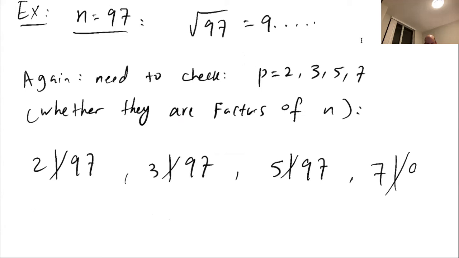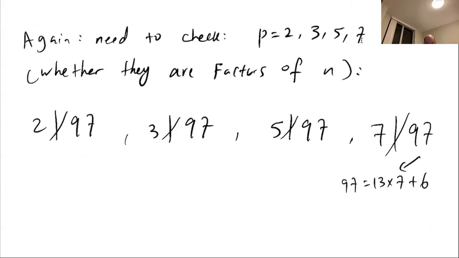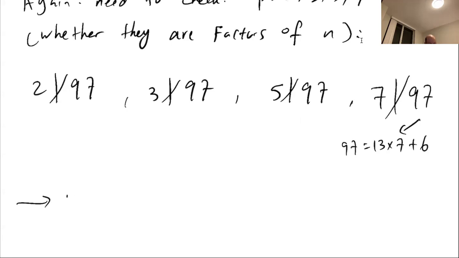But for 97, the last digit is 7. And 7 does not divide 97 again, because if you divide 97 by 7, you're going to get 13. So 97 is basically 13 times 7 plus 6. So the remainder is 6, not 0. So 7 does not divide 97 either. So I only need to check these 4 numbers, nothing else. So none of these 4 numbers divide 97. So that means n equals 97 is prime.